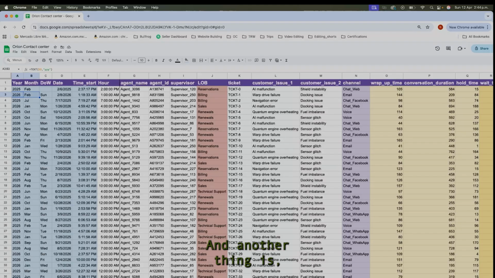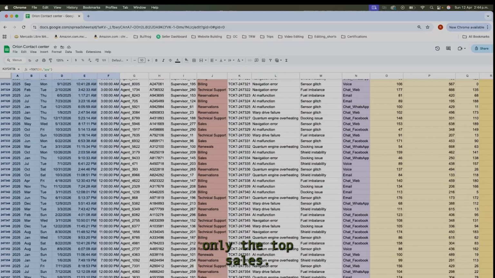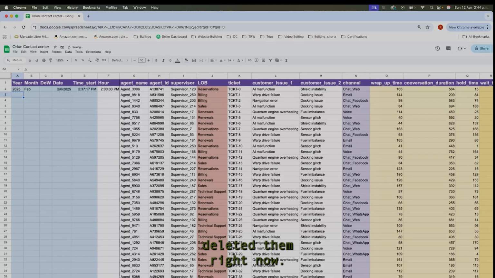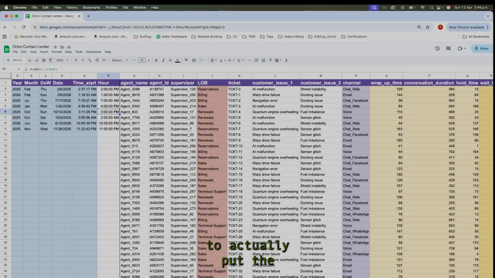And another thing is that at the very beginning I started with only the top cells. I deleted them right now, so you see how to scroll the formula down. For example, you can do it this way, but it will take you a lot of time to do it, right? Because it's a manual scroll, and you'll see that the spreadsheet is taking some time to actually put the formula there.